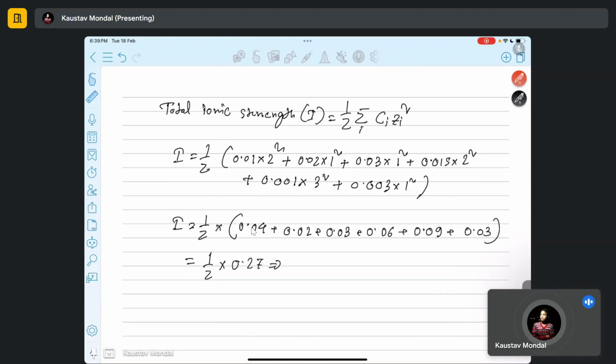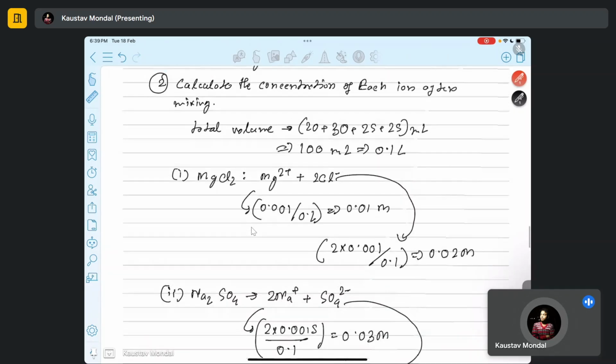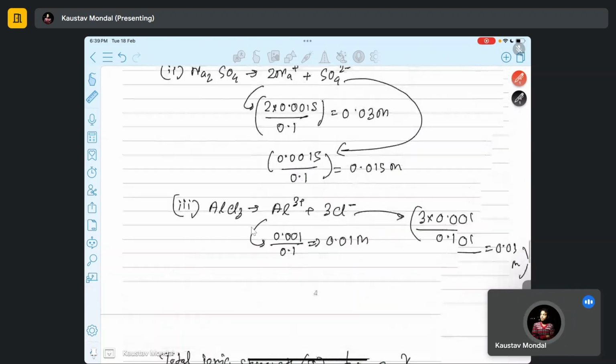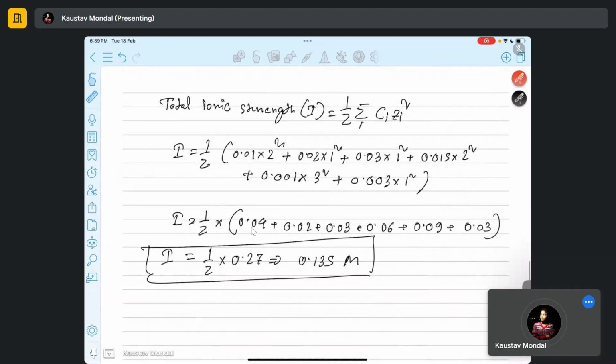the final result will be 0.135 of I, so I is 0.135 m. Okay, this is the result. This is the final solution after mixing all the 3 solutions. So basically this would be the ionic strength we will be getting.